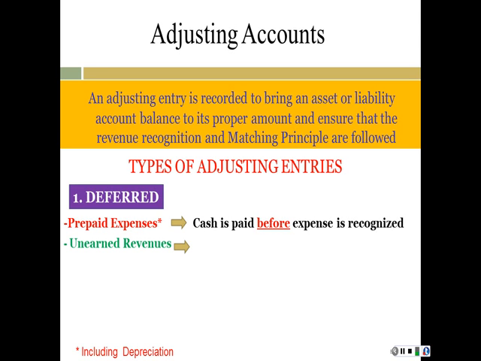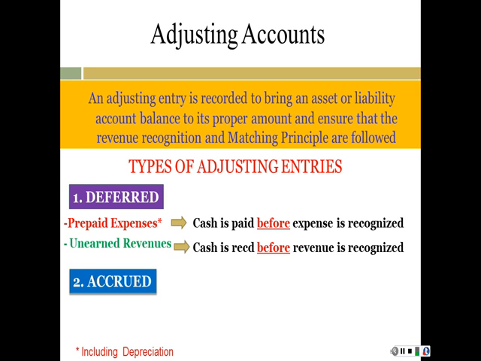The next deferred adjusting entry is unearned revenues. And under unearned revenues, cash is received before revenue is recognized. And an example of that is unearned rent, where one of our customers pays us in advance of receiving products or services from us. And so when we receive that advance payment, we record that as a liability, and only with the passage of time do we record a revenue. So to record the revenue, we need to prepare an adjusting journal entry.